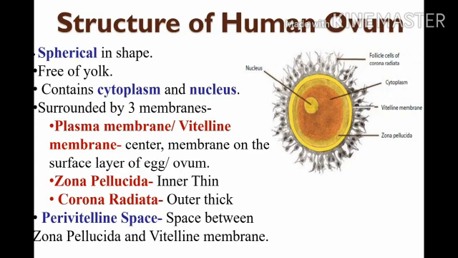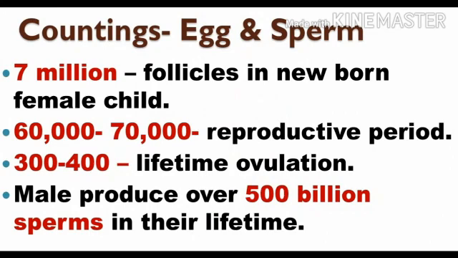What is the membrane which covers the surface layer of the egg? The membrane which covers the surface layer of the egg is called the vitelline membrane or the plasma membrane. The space between the zona pellucida and the vitelline membrane is called the perivitelline space. So this is the structure of the ovum. We saw the structure of the sperm and also the structure of the ovum.